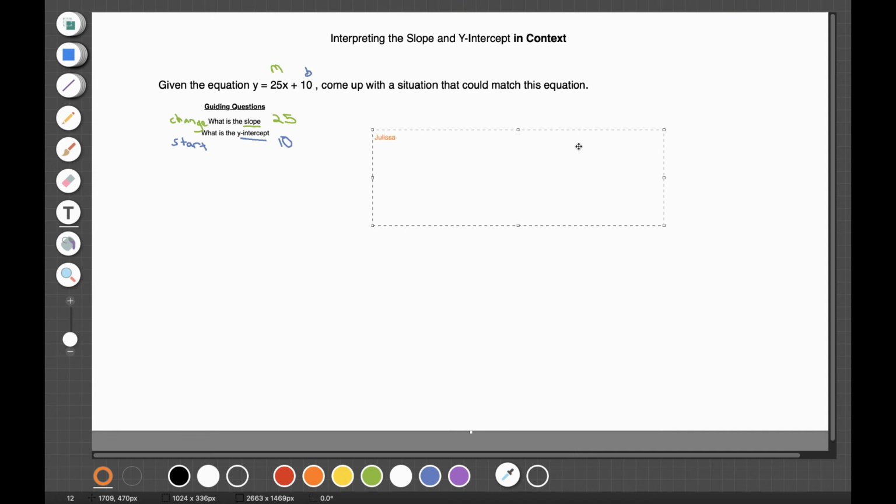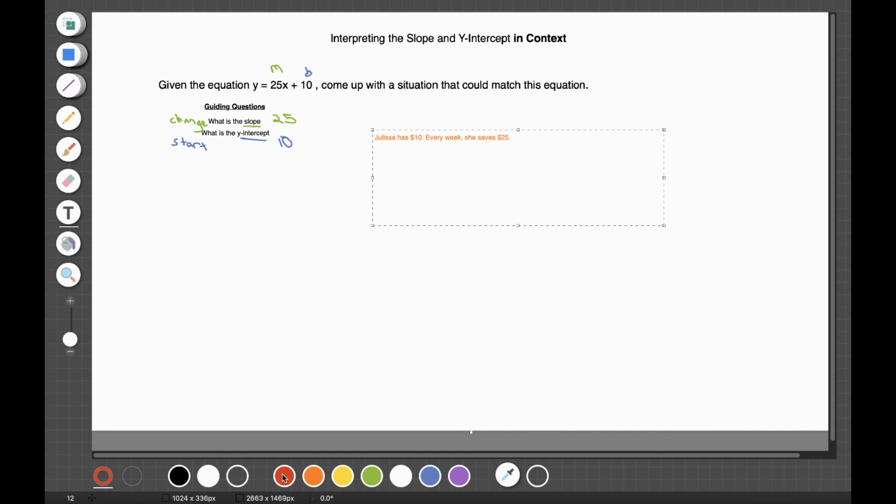Ulissa. Let's start with the starting amount. She has $10. That's an easy one, right? Every week, she saves, well, what's the changing amount? $25. Boom. That's a context that would match that equation. But that's a simple one.